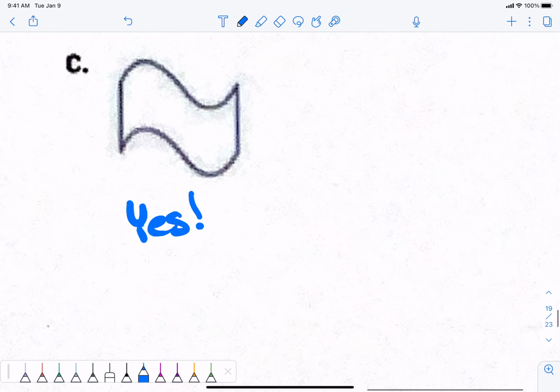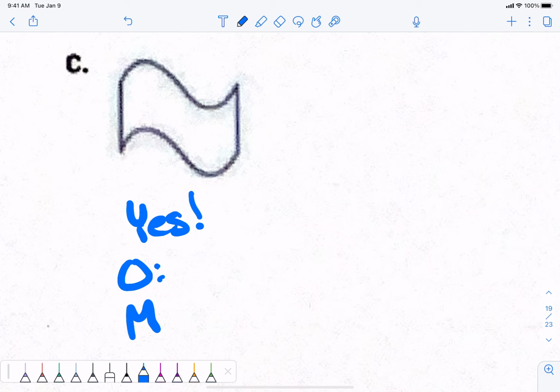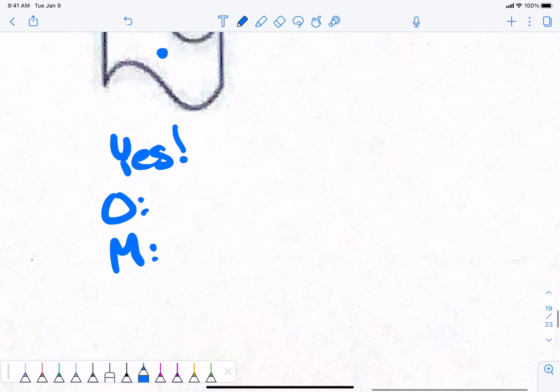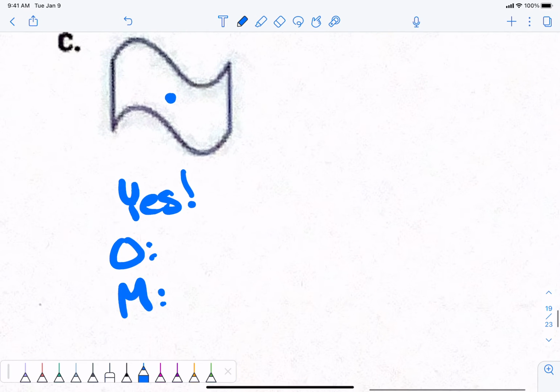Okay. So yes. And then we'd have to do order, and we have to do magnitude. And where's the center? In the middle, in the center, right? Okay. So order, magnitude. What's the order? 2, right? You could do a 180 degree turn or a 360, and that's 2. So magnitude is 180. The first time it maps on top of itself is 180 degrees.